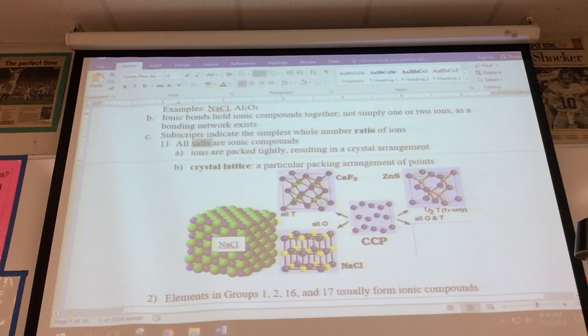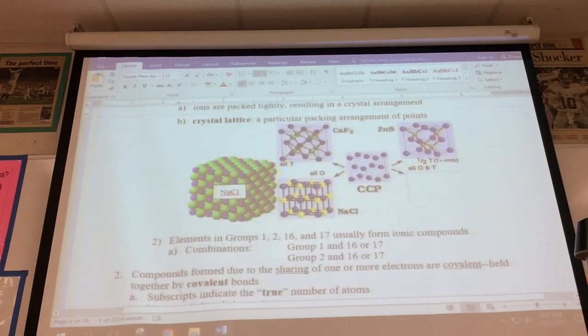Calcium fluoride also has a crystal lattice structure. Zinc sulfide, crystal lattice structure. That crystal lattice just shows the packing arrangement of the points or the ions. This is the structure that salts form. Typically, when you consider ionic compounds, you're looking at elements in groups 1 with 16 or 17, 2 with 16 or 17. But keep in mind, transition elements also can form ionic compounds, and they will form salts as well.